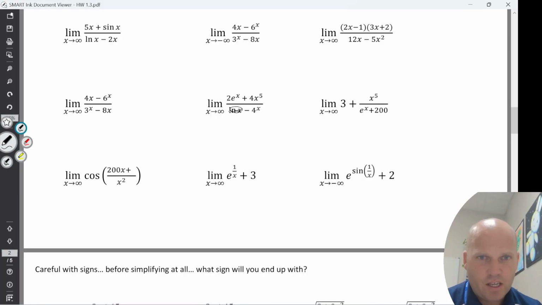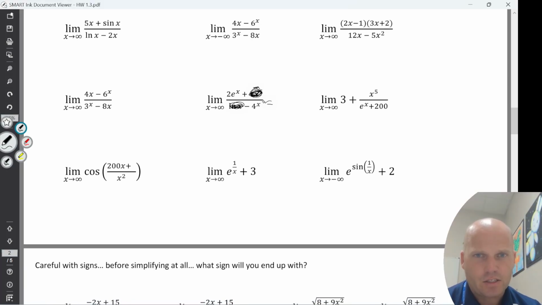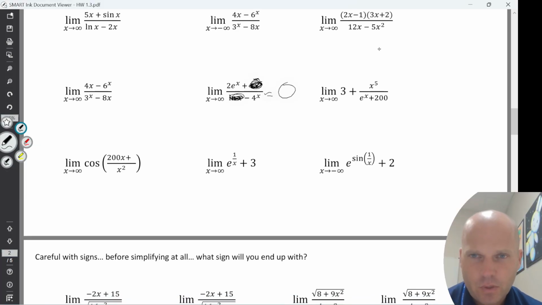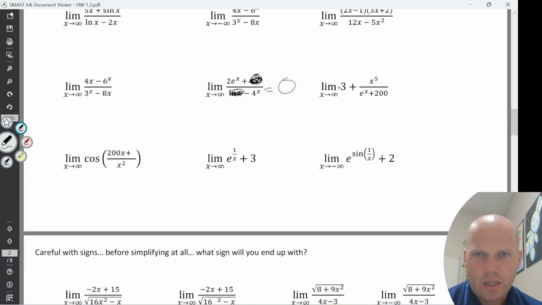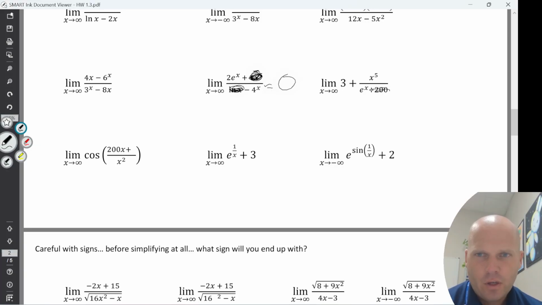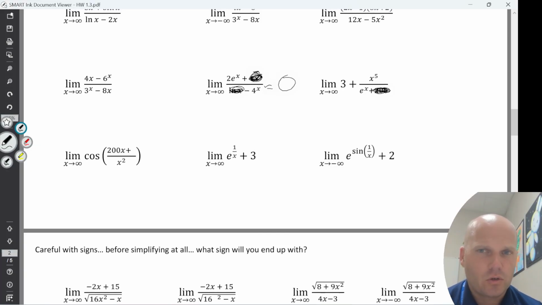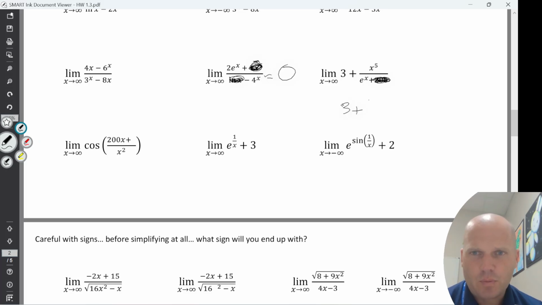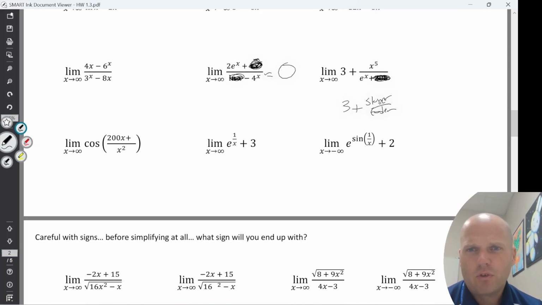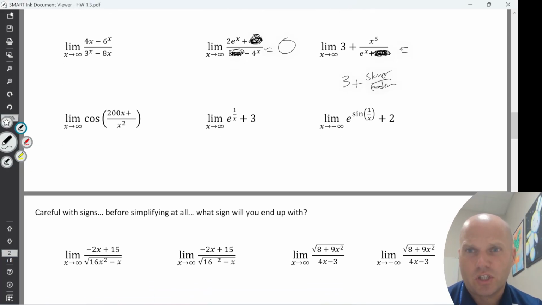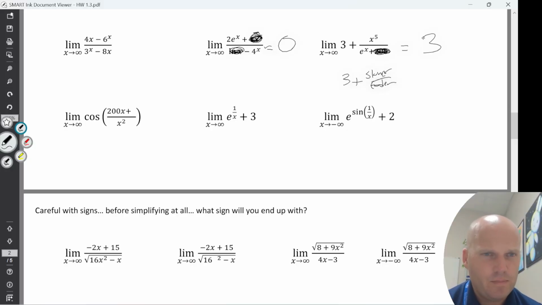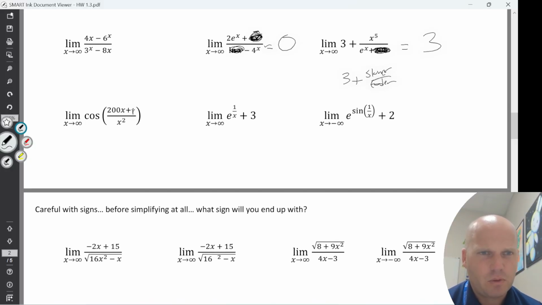If I plugged in infinity, this is the slowest. This is slower than that. This is a slower over faster. What happens here? Well, be careful crossing things off. In this fraction, the 200 goes away. This would be 3 plus slower over faster. Well, 3 plus slower over faster is 3 plus 0, so the answer is actually 3. I think there's a number that's supposed to be here. Regardless, that number goes away.